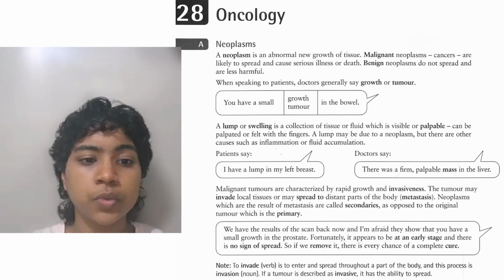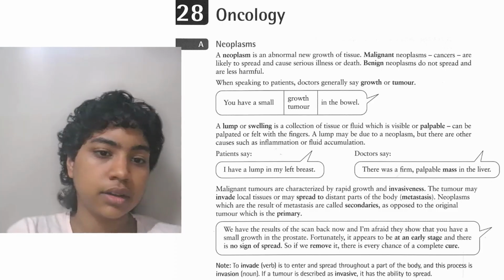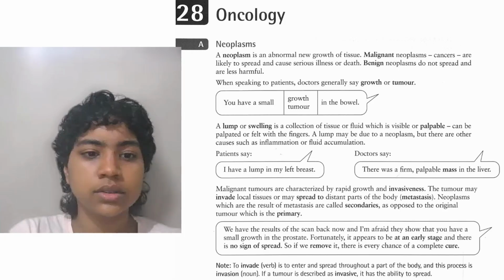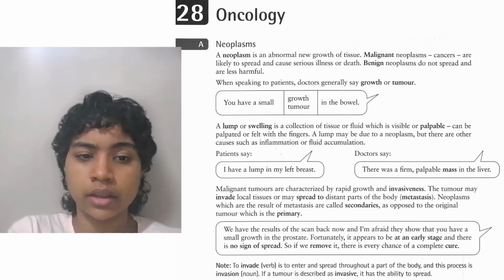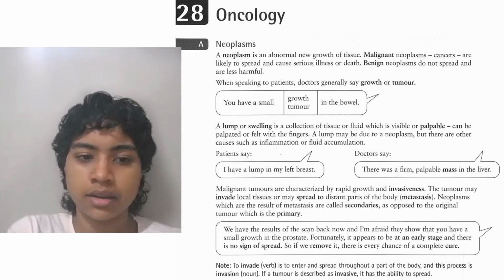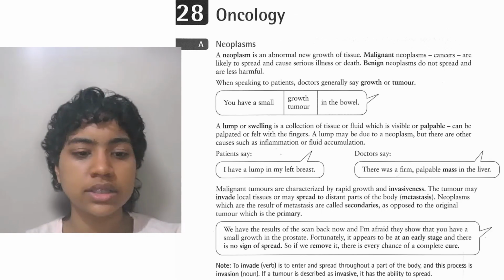Note: to invade, verb, is to enter and spread throughout a part of the body, and this process is invasion. Now, if a tumor is described as invasive, it has the ability to spread.